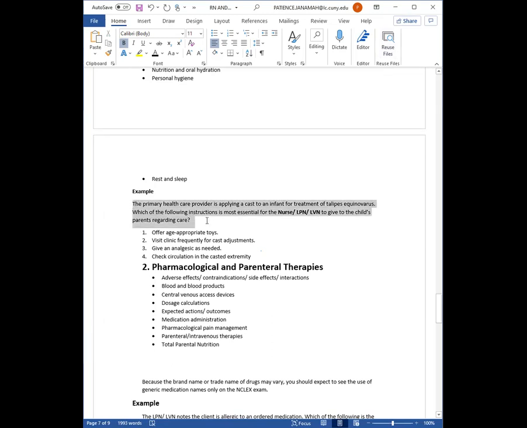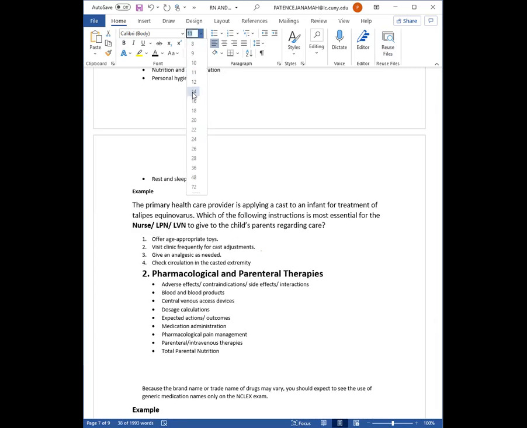So can somebody read this? Beverly, can you read this question for me? Which one? The yellow. The primary healthcare provider is applying a cast to an infant for treatment of talipes equinovarus. Which of the following instructions is most essential for the nurse, LPN, and LVN to give to the child's parents regarding care?